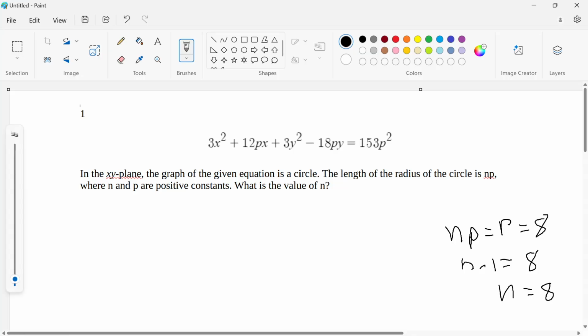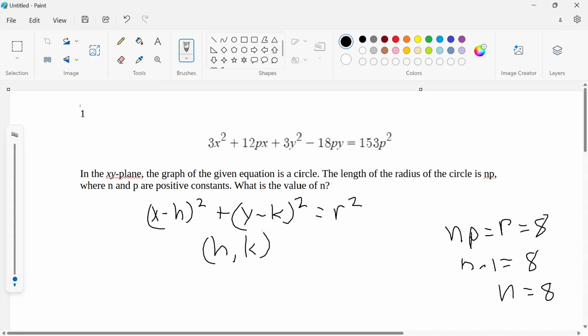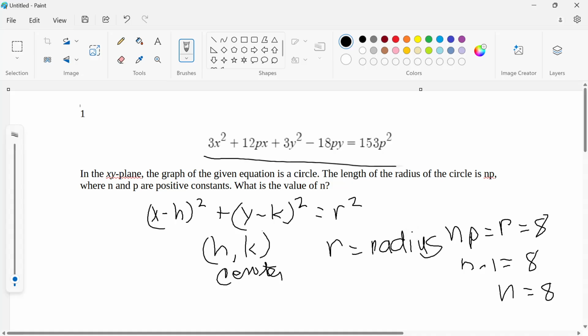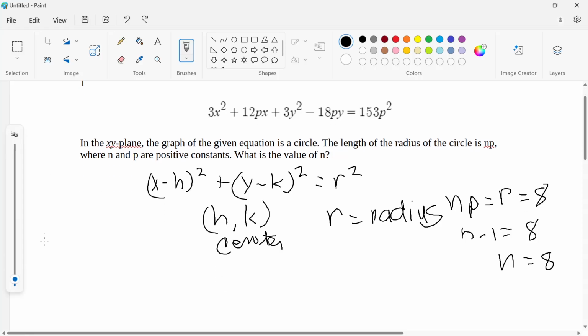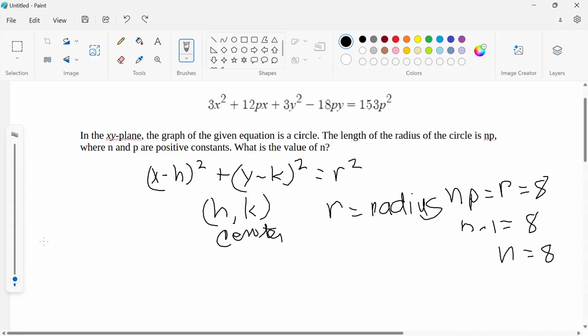I can also find it using math. Remember that the equation of a circle is x minus h squared plus y minus k squared equals r squared, where h, k is the center and r is the radius. Now, to get from this to that, complete the square. In this question, only half of completing the square is needed, but I'll show the whole thing, just in case later you have a question about completing the square and you have to do the whole thing, or you need the center of it.